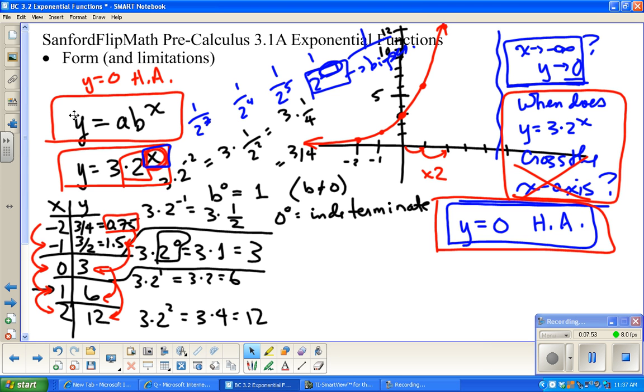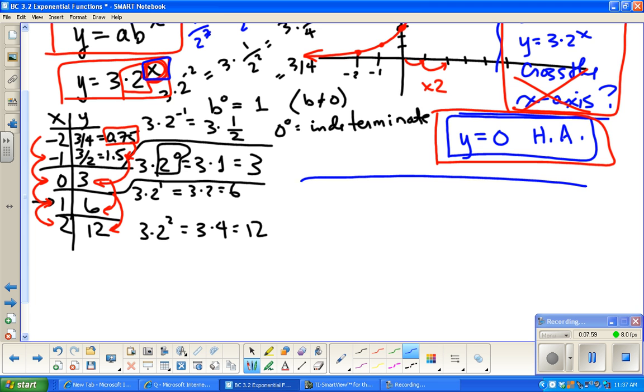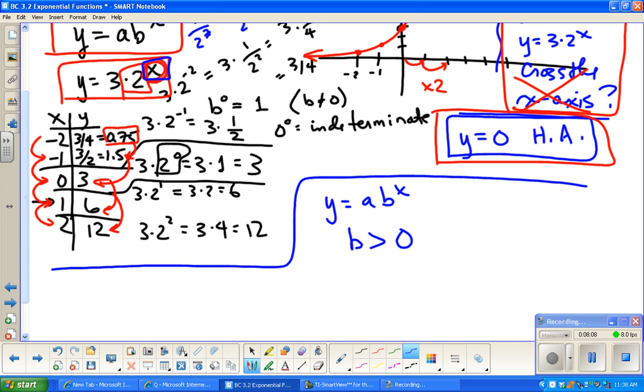Okay, one other issue with this form that I need to make a big stink about. We are always going to have b values, the base. Remember that this is the form we're talking about. Our base values are always going to be positive. So note that b is not going to be 0. If I have b equals 0, then I'd be doing y equals a times 0 to some power, which is just going to be 0 anyway, so that's not very exciting. We don't want that.